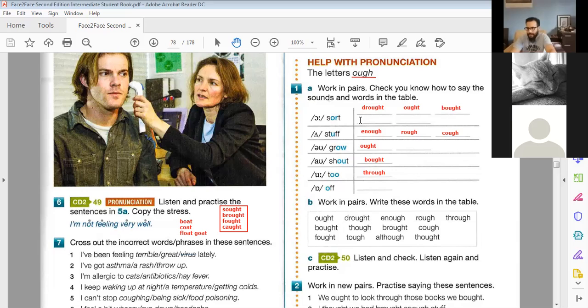Boat, drought, oat, foot. No, this is not. These are some of the examples I wrote. It's already in the box. Okay. Yeah, in the box. I didn't see it. I thought I made it up myself. Okay. Toad.